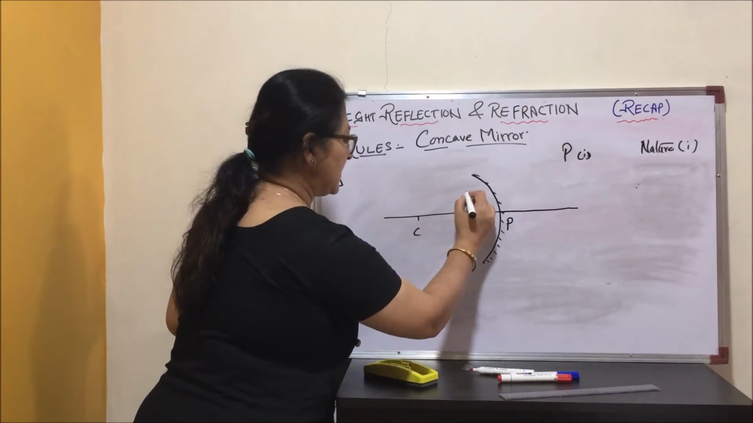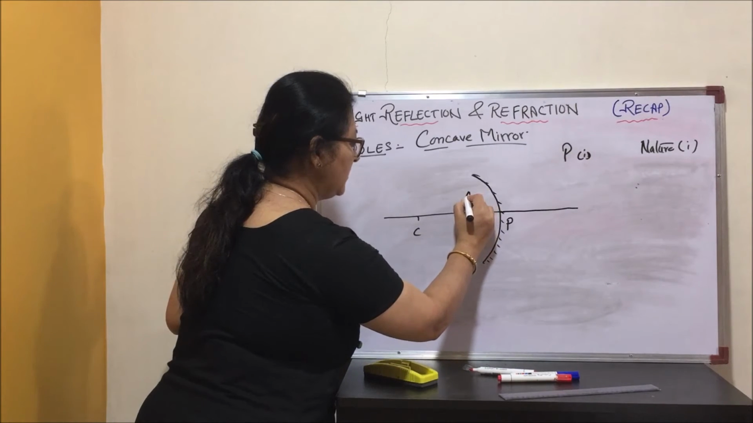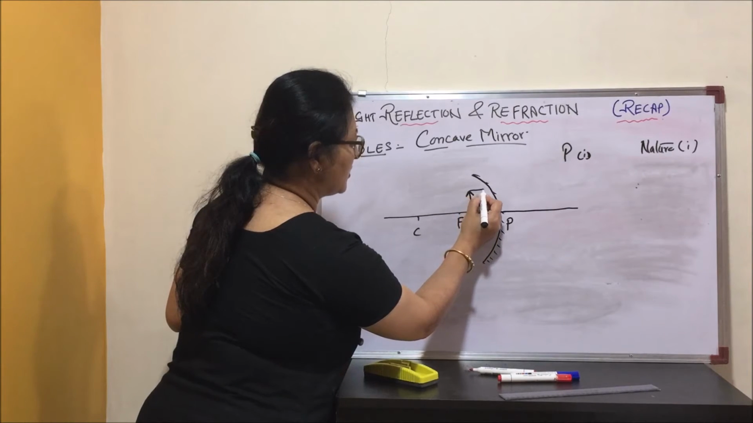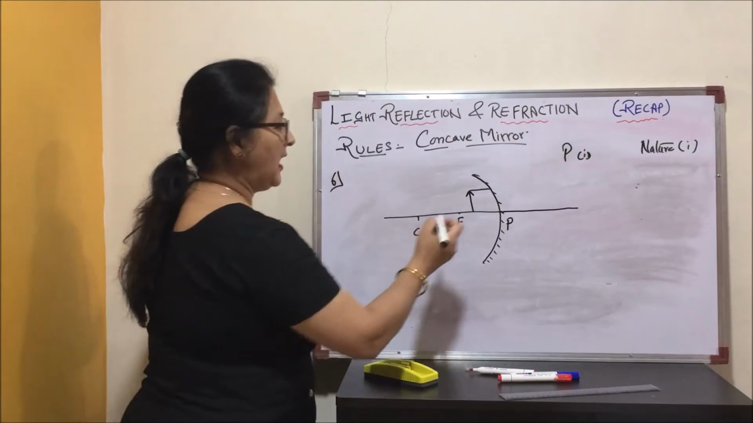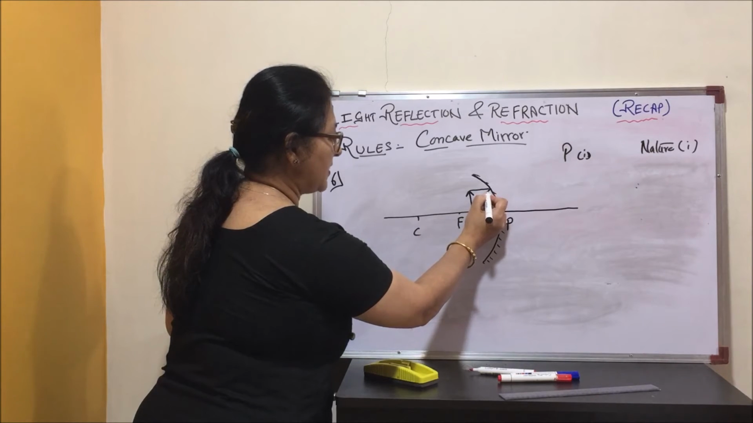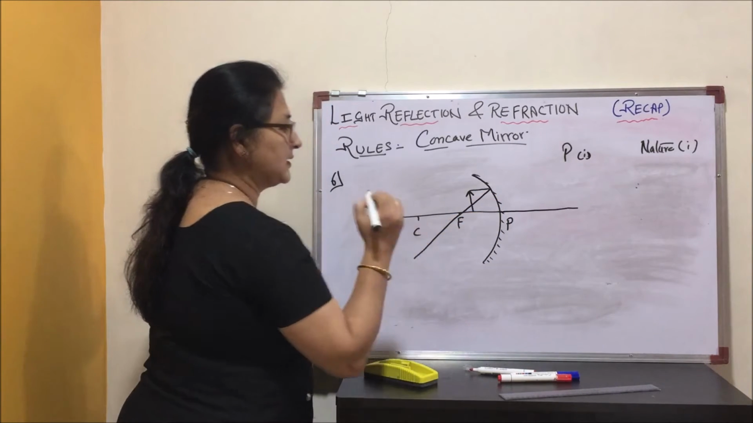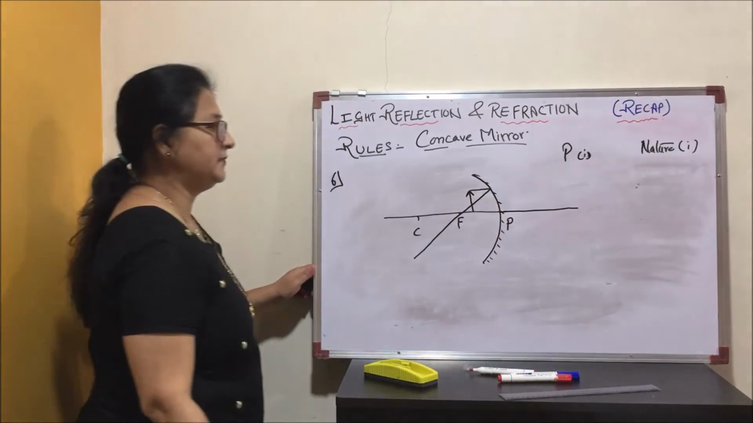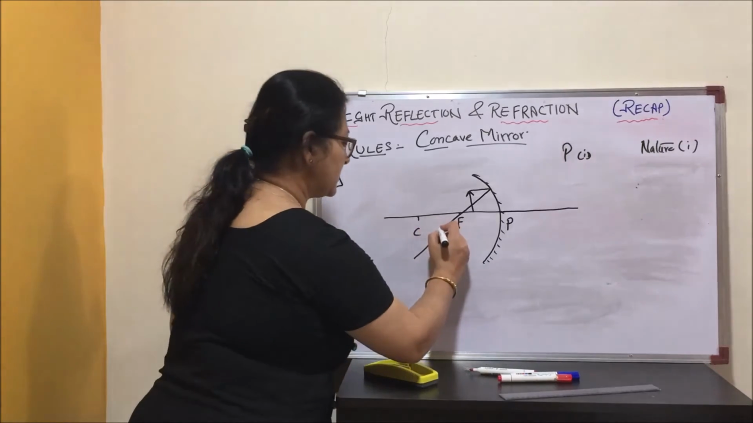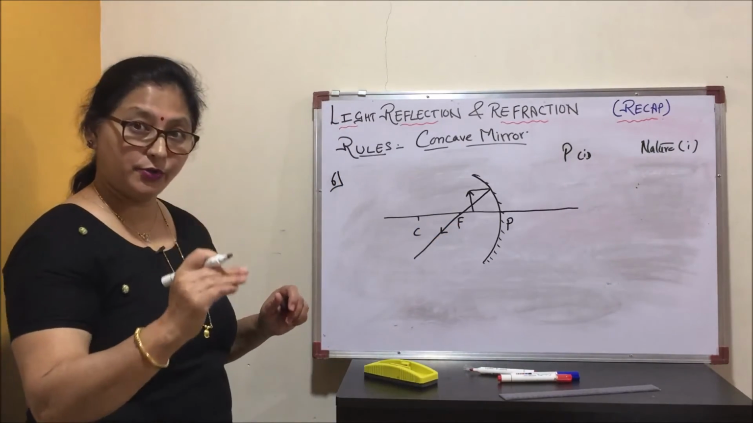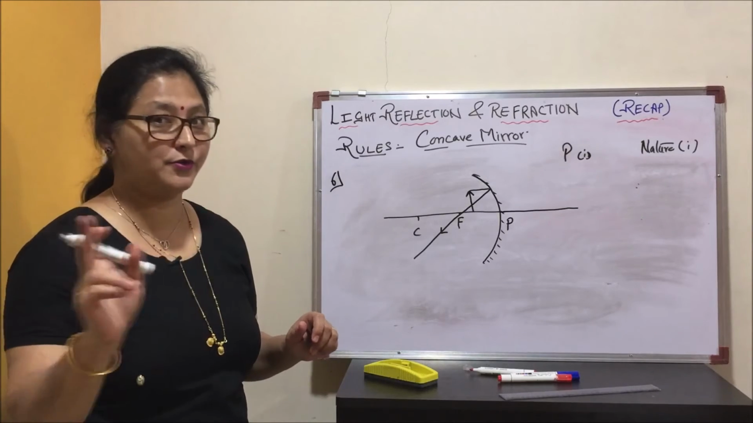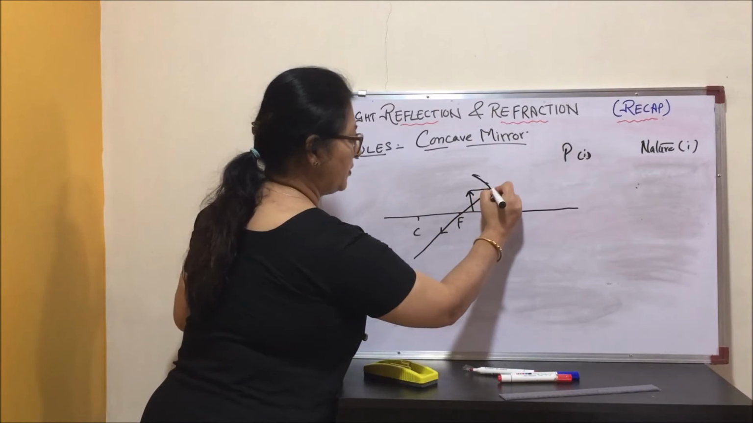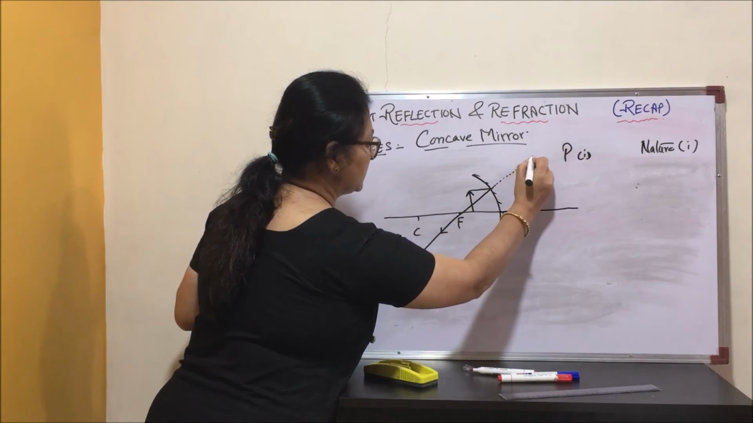Now let's place an object between focus and the pole here, and now the ray which is parallel to the principal axis, right? After reflecting back, it will pass through the focus. This is passing through the focus, right? So this is our reflected ray. Children, you have to produce the reflected ray back. You don't produce the incident ray back, please. Okay, remember, this is the reflected ray and I am going to produce it back, right?